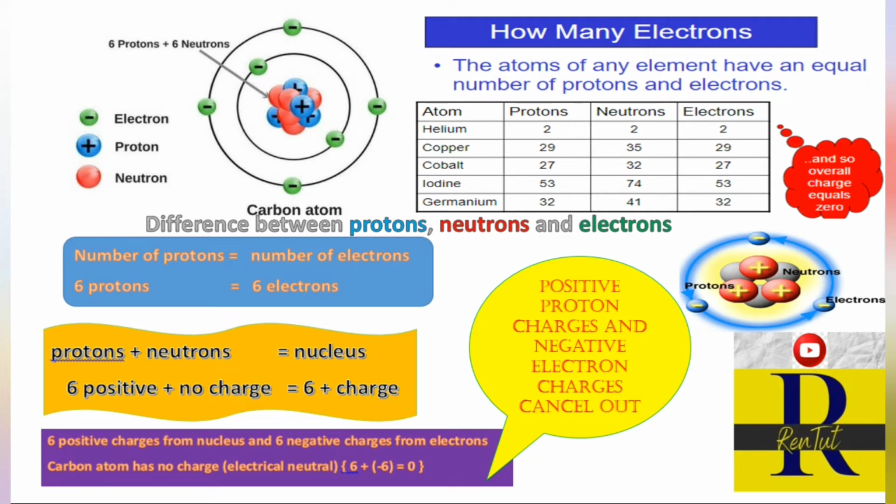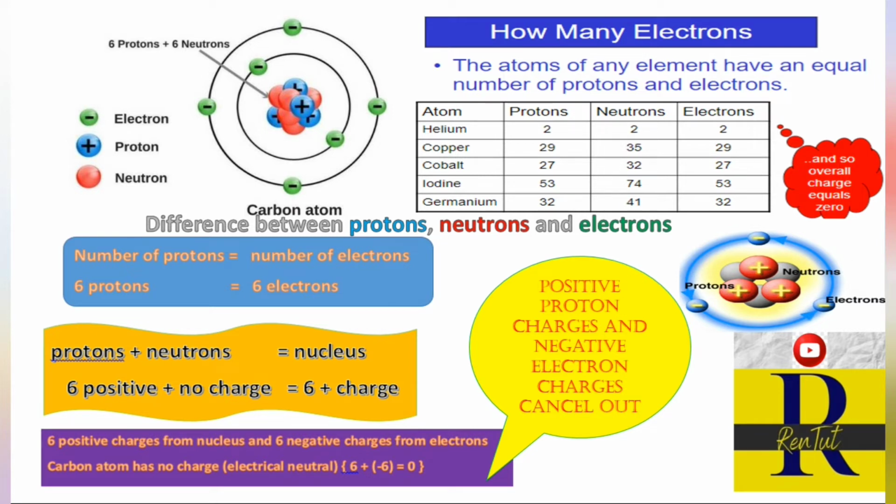you can see it is a negatively charged particle. One electron is negatively charged, so there are 6 electrons, so 6 into minus 1, so you will get minus 6. So the carbon has no charge at all. Why? It is electrically neutral.